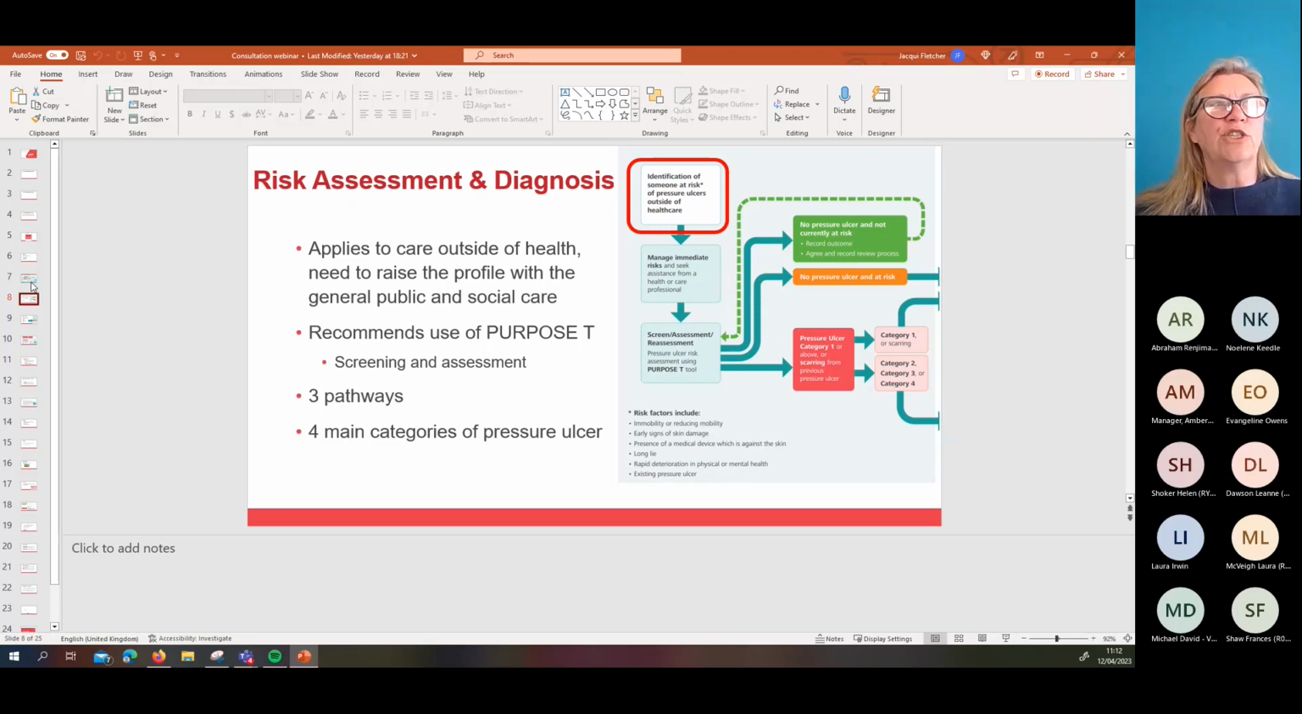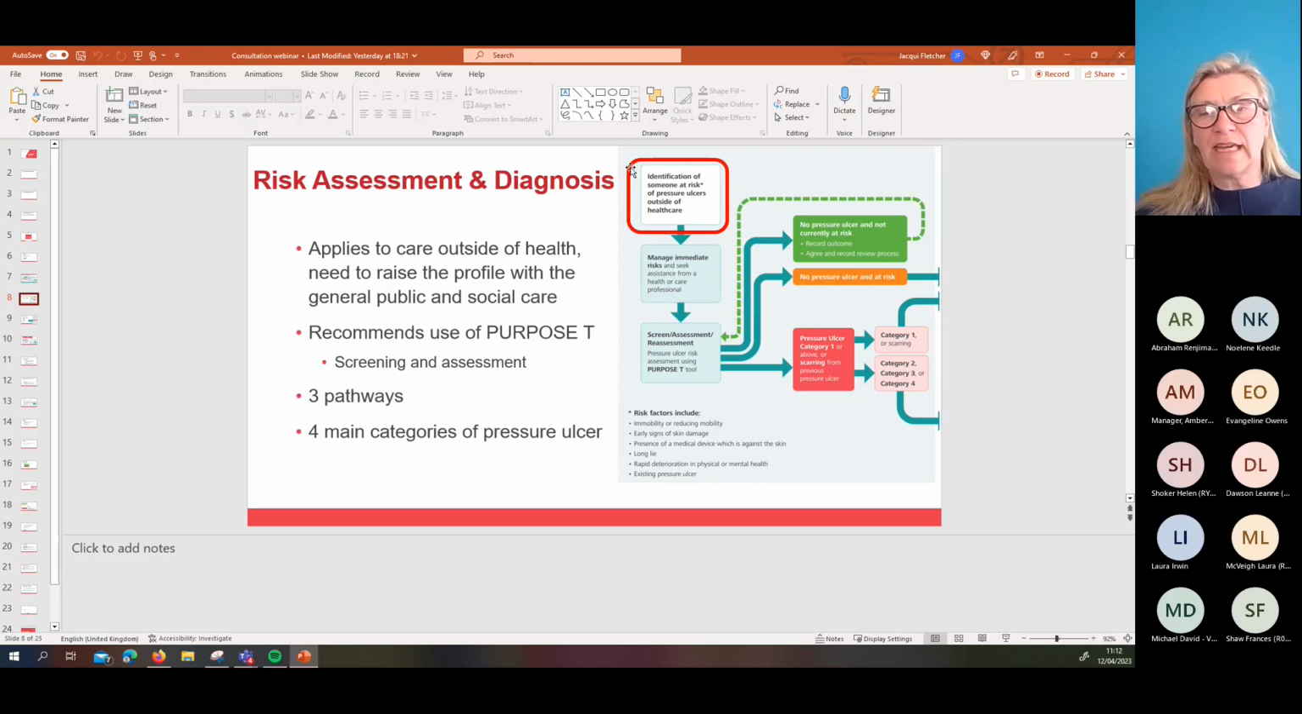So in that first section of identification of someone at risk of pressure ulcers, you can see I've put a box here around this, about what happens outside of healthcare. We've been very guilty of focusing on what happens in the NHS. And by outside of healthcare, I don't necessarily just mean in care settings as well.